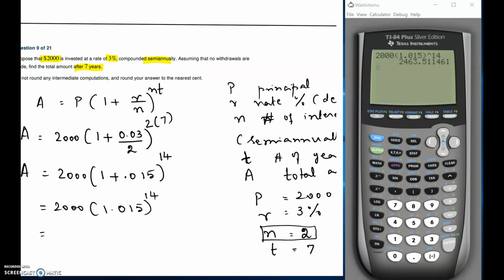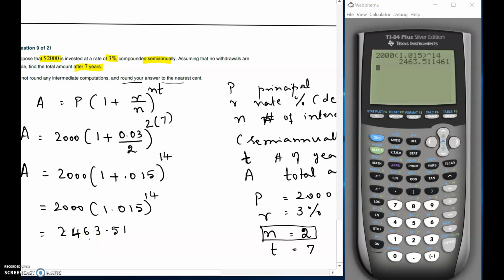Just 2000 times 1.015 to the power of 14, which is what I have shown here, 2000 times 1.015 to the exponent 14. The caret symbol over here is the exponent. You can find that symbol in your calculator, then plug in. So the value it says is 2463.51. Because it's a dollar amount, we are asked to round the answer to the nearest cent, so we have to leave the answer in 2 decimal places.